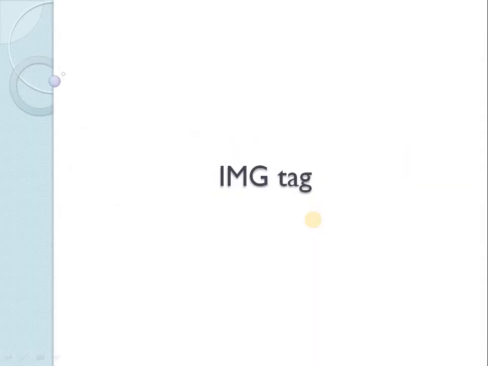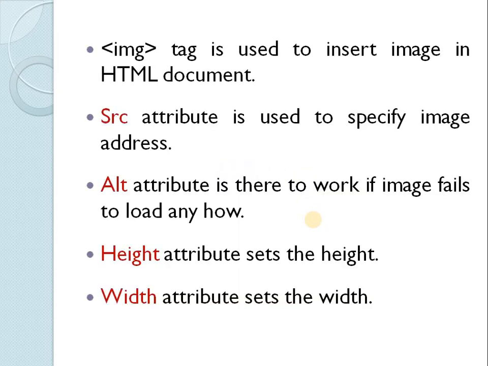Now the img tag. How to insert images into an HTML document. The img tag is used to insert images, and the src attribute is a required attribute. Without src we cannot insert any images. The src attribute is used to specify the address of the image, in other words the URL.